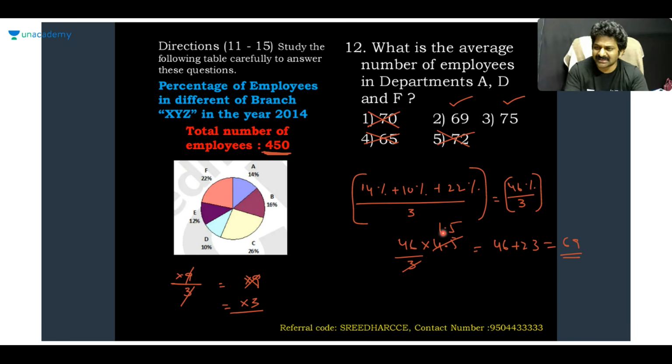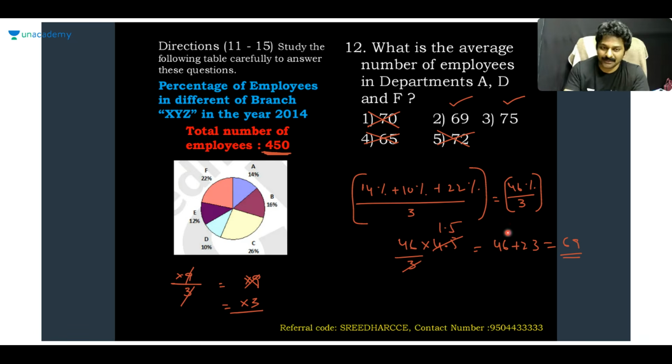Come on, Mahesh, add all the values 14, 10, 22. 46%. One time and then half time. So Rajshekhar, don't go for the 5 multiplication rule, because 5 multiple multiplied by any even number will be even, and 5 multiple multiplied by an odd number will be odd. So you cannot do that.